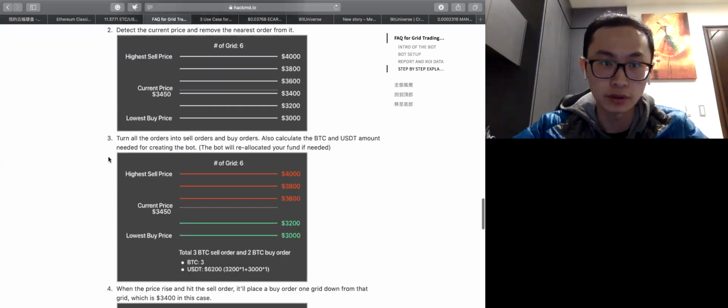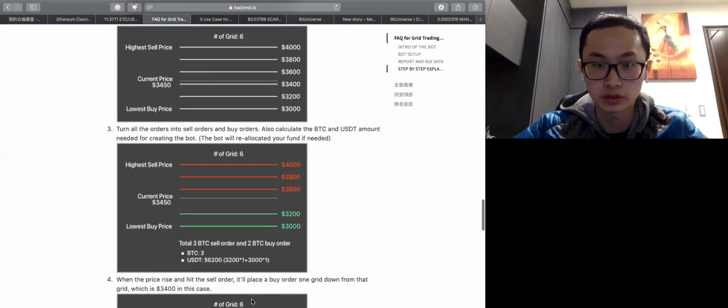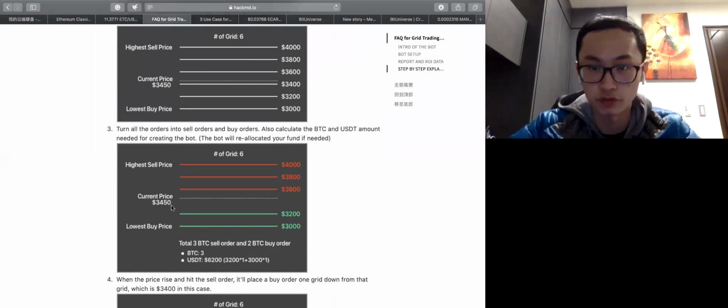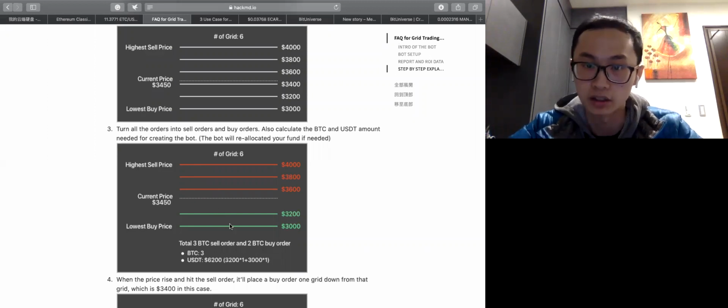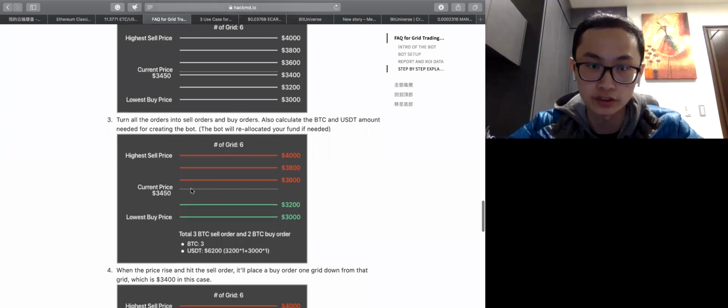Okay, so let's go to the third picture. So that's what you can see after creating the bot. In this image, the current price is 34.50, right? Above the price, we will have some sell orders, and below the current price, we will have some buy orders.